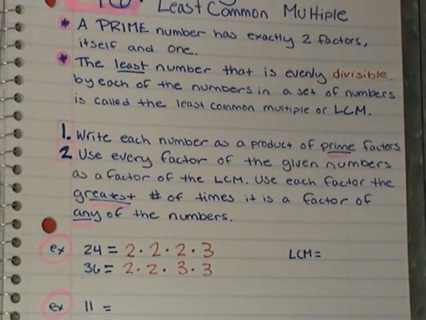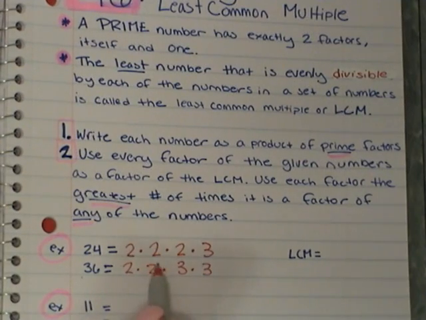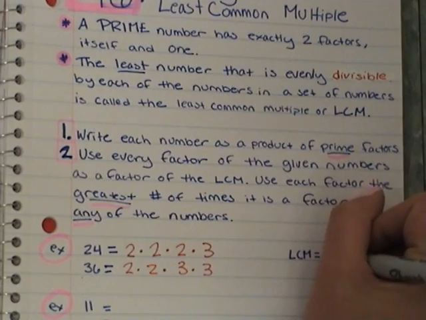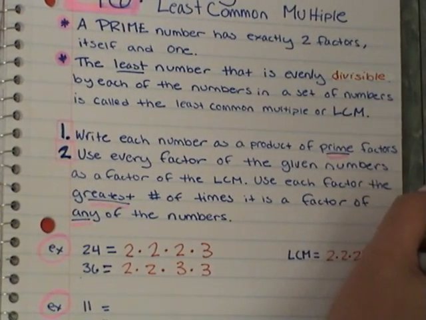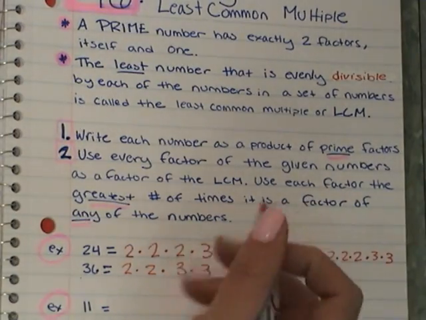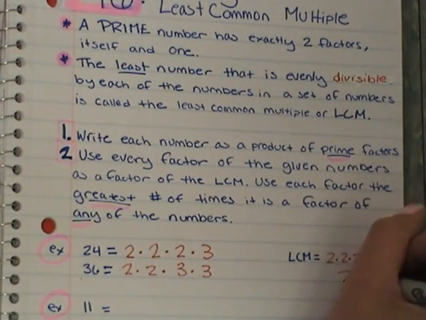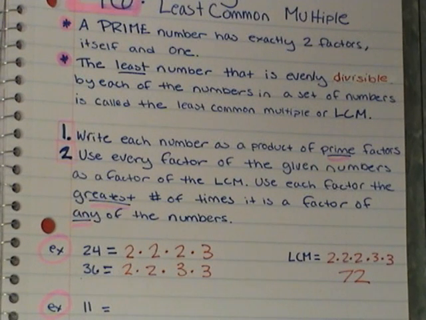Okay, now what I'm going to do is I see the numbers that they have in common, okay? So I have 2s and 3s, and I use the number of each number that is used the most. So we have a 2 and a 3. 2 here is used 3 times, so it would be 2 times 2 times 2. 3 is used twice here, so 3 times 3. When I multiply all these numbers together, I get 72. And 72 is the least common multiple of 24 and 36.